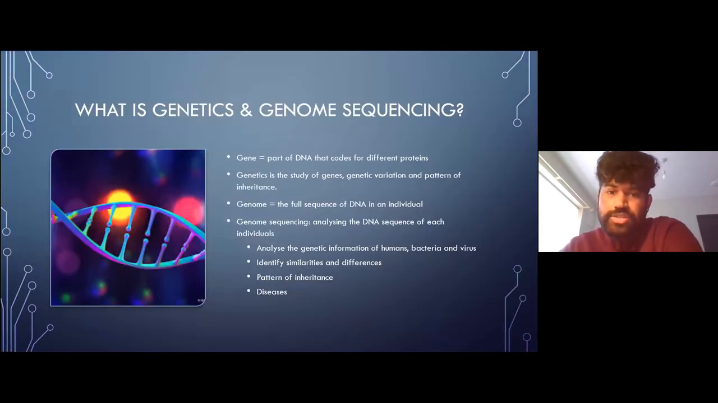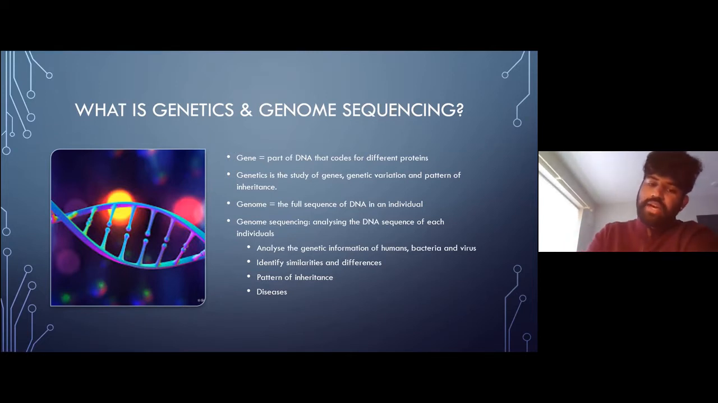So a gene is basically a segment of DNA that codes for a specific protein. So different genes lead to different proteins. And genetics is the study of these genes and the pattern of inheritance. A genome is the full sequence of DNA that's present in an individual. Genome sequencing is often done to analyze the different DNA sequences. It can tell you a lot about the human sequence, bacteria, viruses, and identify the similarities and differences using a database. And it tells you how different diseases are inherited and so on.